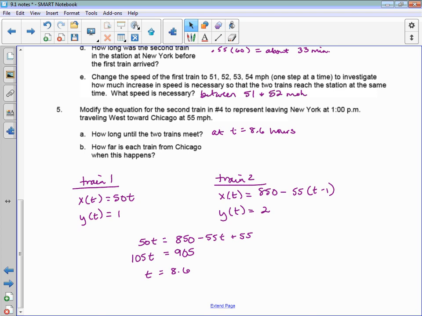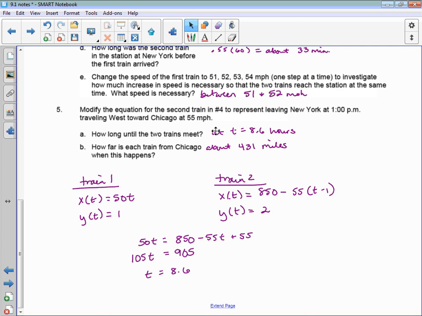Okay. And then how far is each train from Chicago? Again, we're saying from Chicago. If I'd asked you from New York, it'd be a different question. So I would just plug that 8.6 into your train 1 equation, and you should get, what, was it about 430 miles? Yeah, you can plug it into either one. I'm just saying if I'd asked you from New York, it'd be a different answer. Because it's 850 miles total. But they're the same spot. Right, so you could plug it into either equation to see from Chicago. But I'm saying if I had asked you from New York, you'd have to think about it a little differently. Because this equation is telling you from Chicago to the other thing.